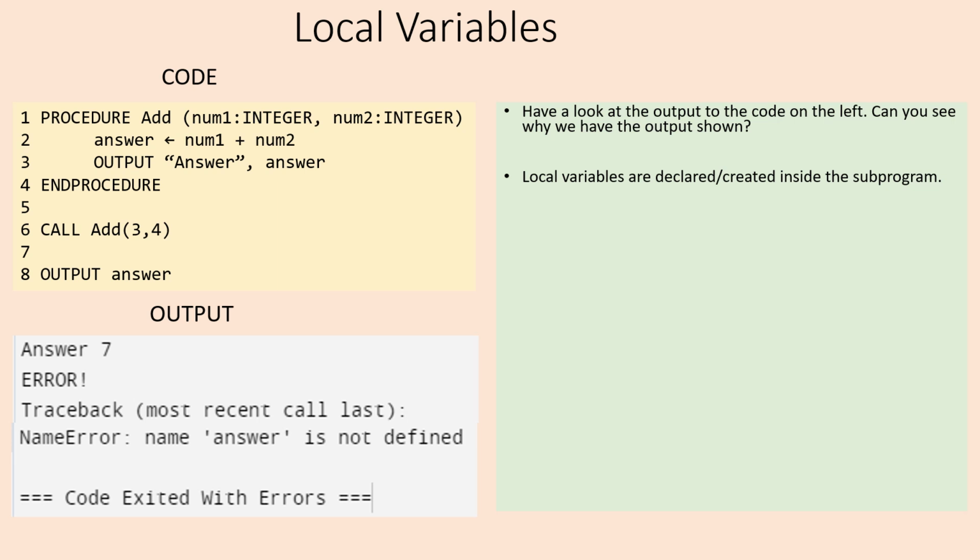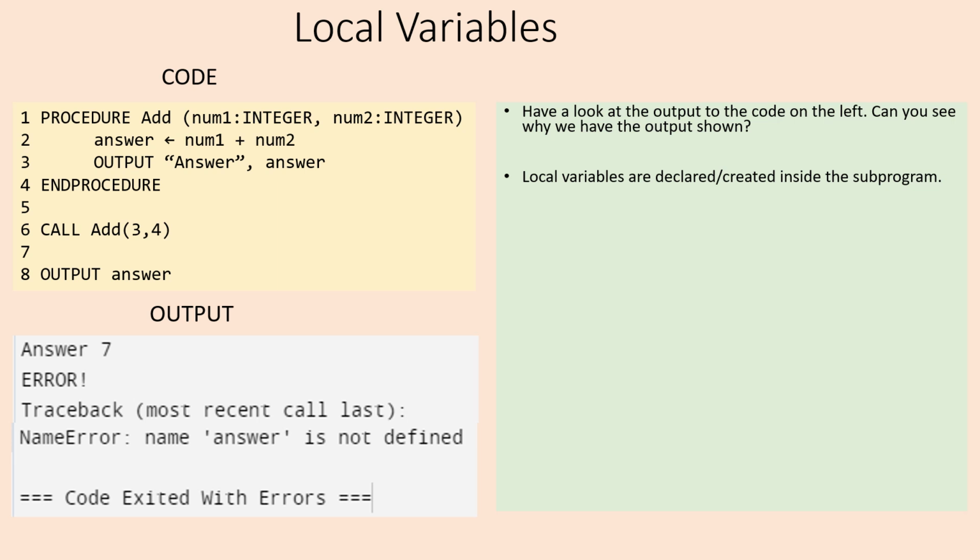So let's talk this through line by line. So first of all, we've got our subprogram, lines 1 to 4. So that's processed and held in memory, waiting to be called. Line 6, we call it. We've got two arguments, 3 and 4. So 3 is passed to the first parameter, num1. 4 is passed to the second parameter, num2.